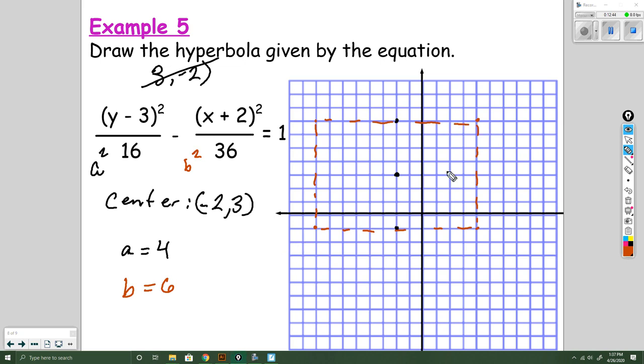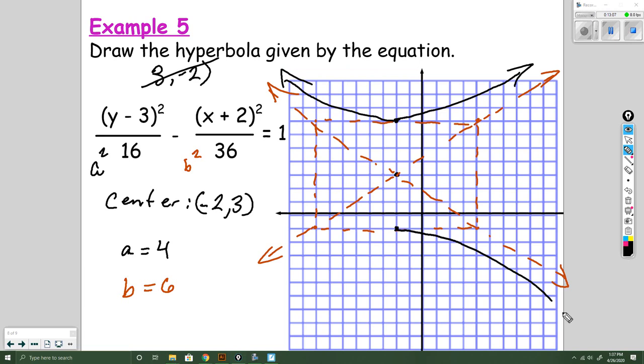And then draw the asymptotes. And now let's finish drawing the function. This is going to open up and down, and this is going to be really wide. All right.